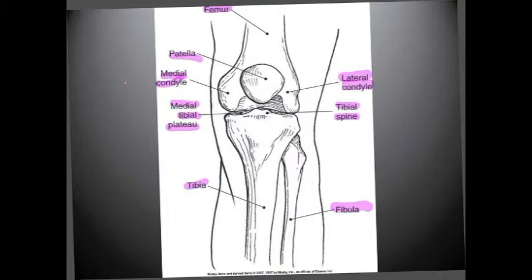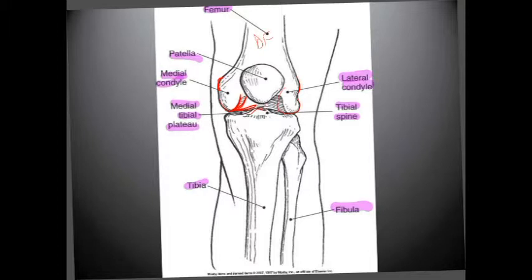So here we can see a diagram of the knee. As we can see, we have the distal femur, then we have medial epicondyle, lateral epicondyle, lateral condyle, medial condyle.